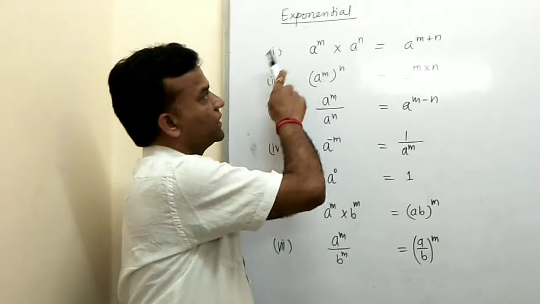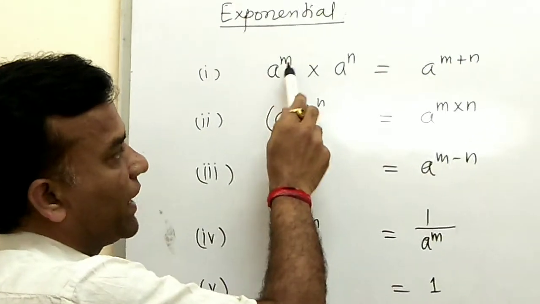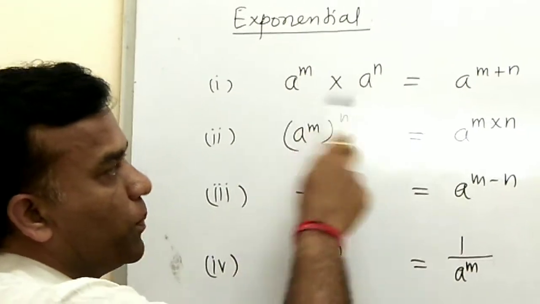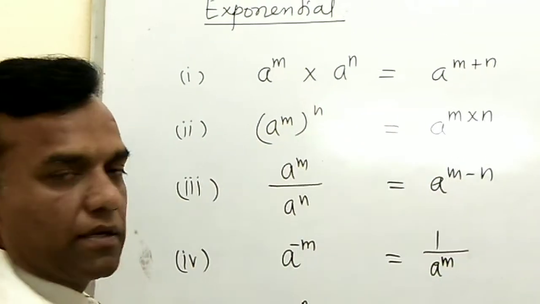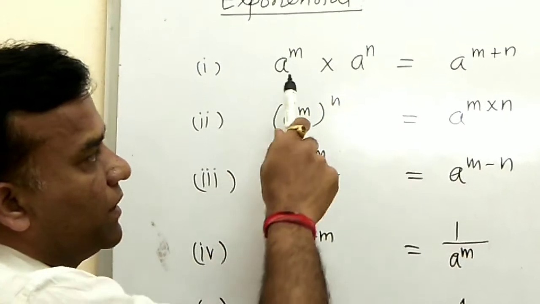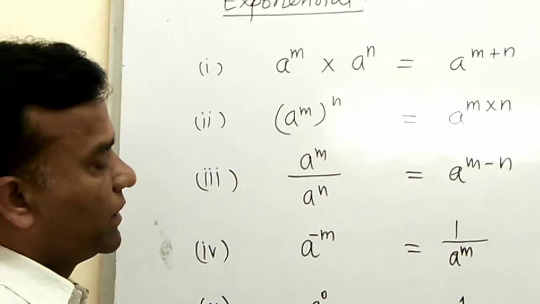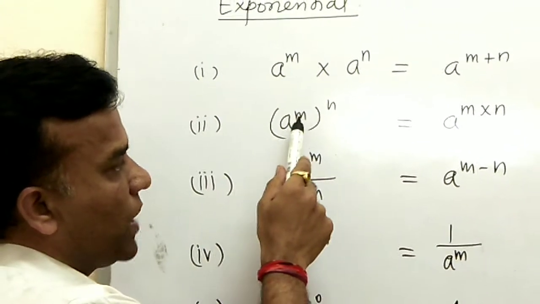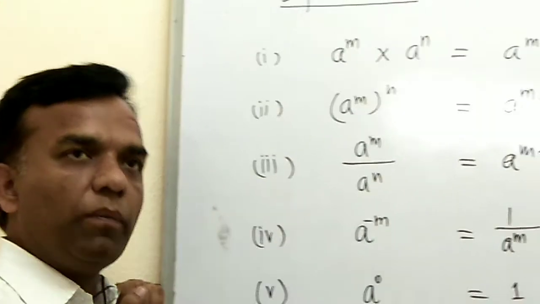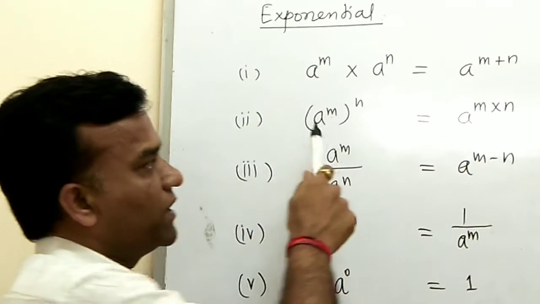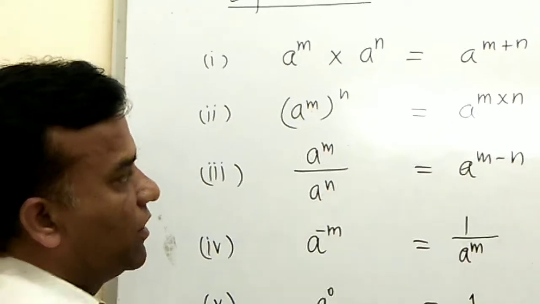The first law for exponents is: you have base a to the power m and again base a to the power n. If the bases are the same and the powers are different, then the base stays as it is and the powers are added. And the second law is (a to the power m) to the power n. If a number with a power is given and the whole bracket has another power, then power to power is always multiplied. So you multiply the powers, and you get the second law.